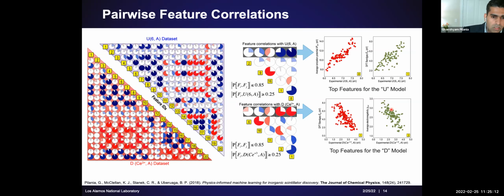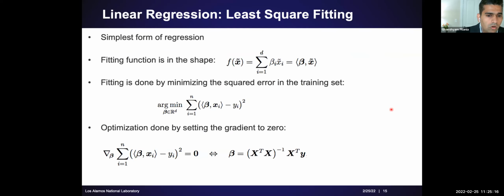For the machine learning model, we use kernel ridge regression. I will not have time to go into all the details of kernel ridge regression, but very briefly, there are 3 terms of kernel ridge regression.